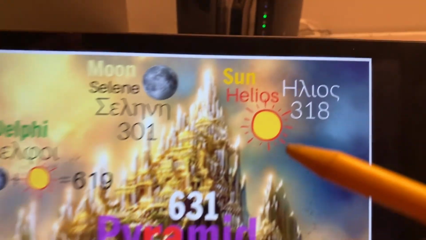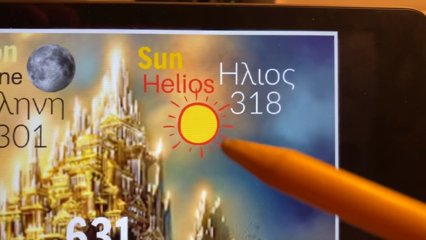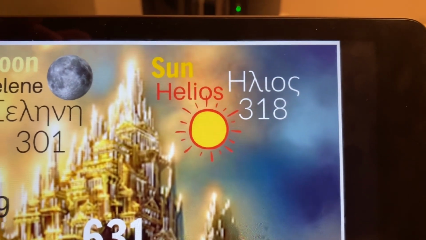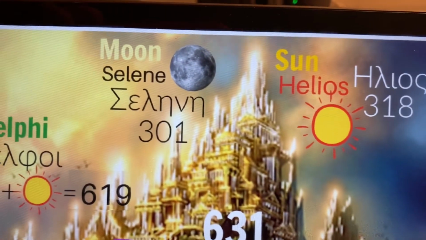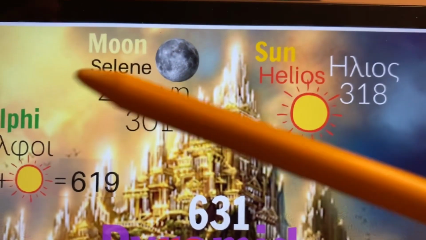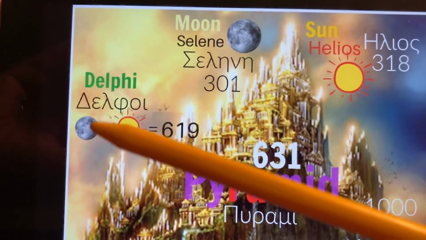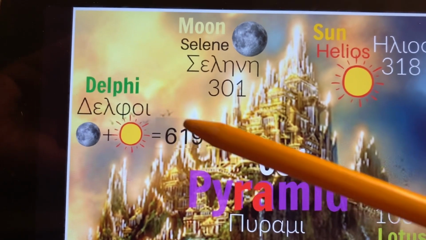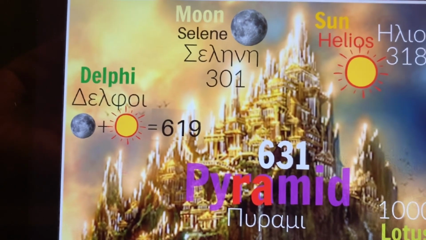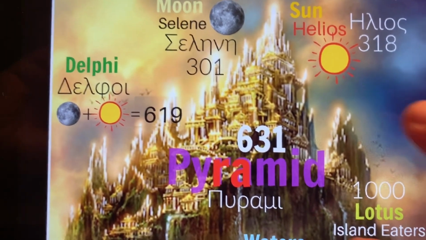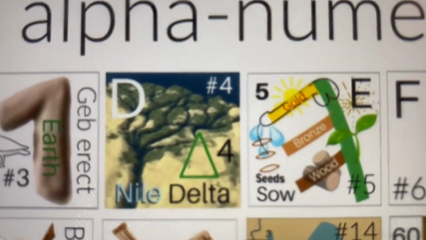The sun became Helios, which is a cipher for 318, which is also the value of theta, and the moon became Selene, which is a value of 301. So 301 plus 318 equals 619, and this is the word value of Delphi. In other words, this is the Greek delta, or Delphi is a cipher for this.